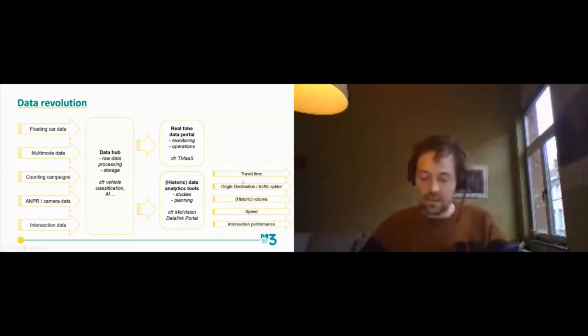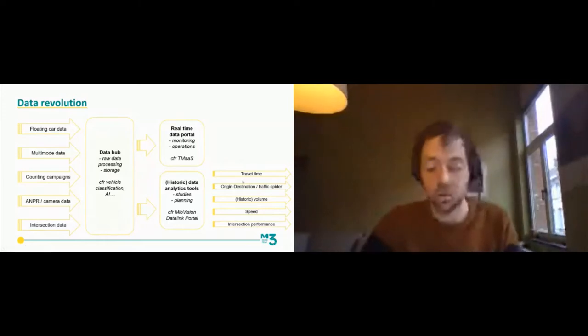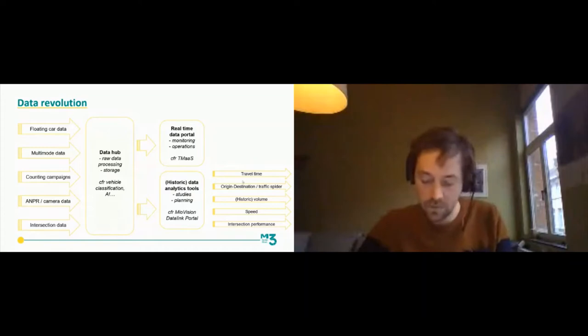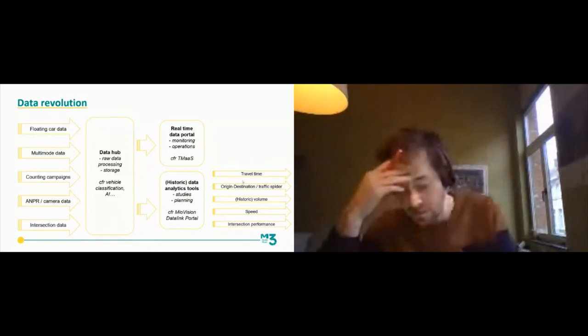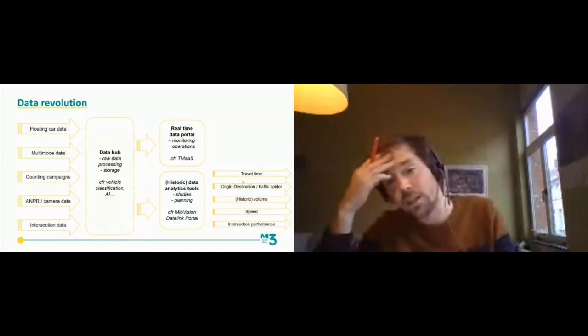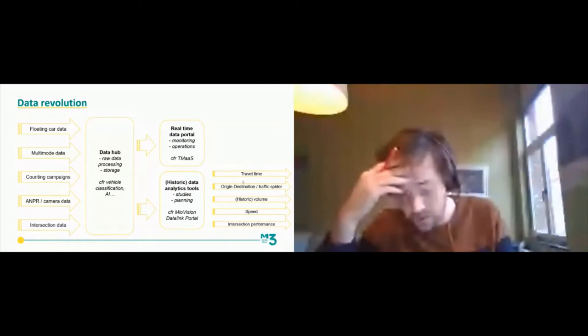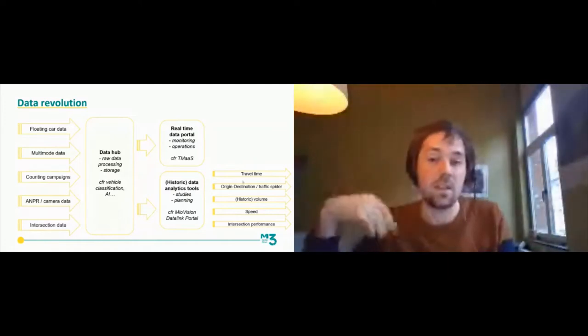On the input side, we have floating car data. This is the most visible mobility data. Of course, you know Google Maps with the red, orange, and green colors, but it's very hard to obtain relevant data from Google, and the biggest problem is that the data is only car related, and therefore we are looking for other projects such as Bike Citizens.